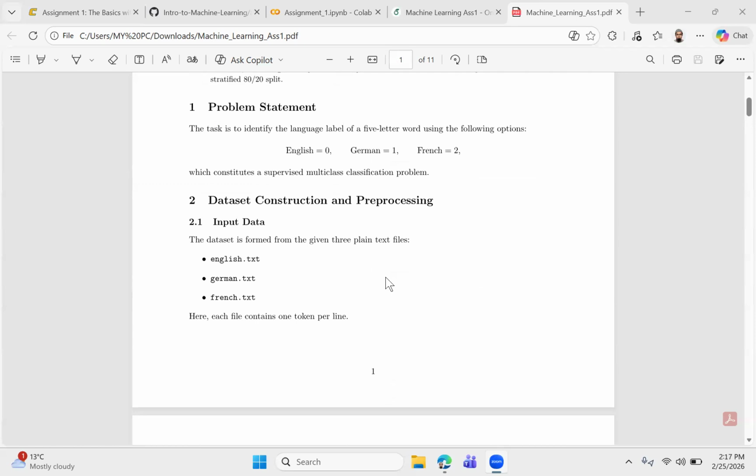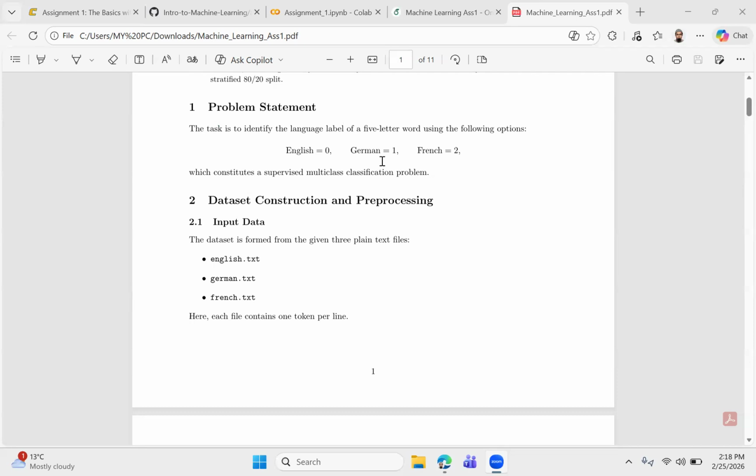Counts before balancing: English has 11,423 words, German has 3,701 words, and French has 6,806. To avoid bias, I balanced classes by downsampling to 3,701, because the German class has 3,701 words, which is the lowest one.